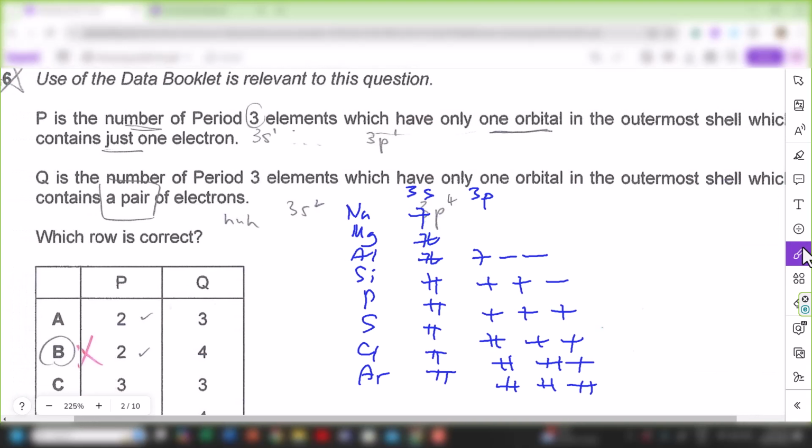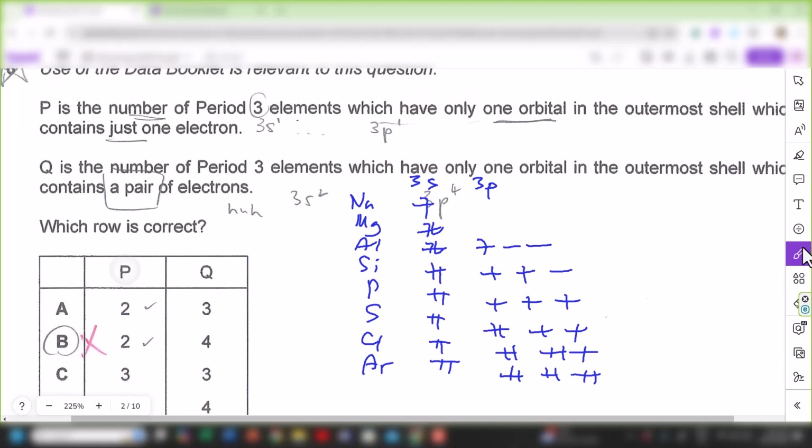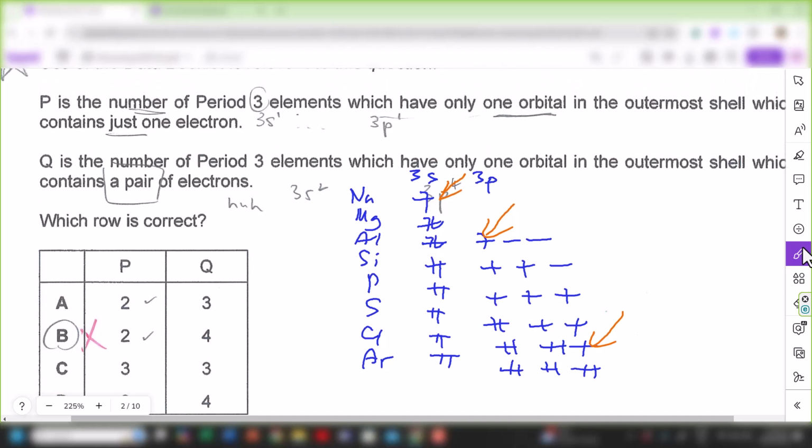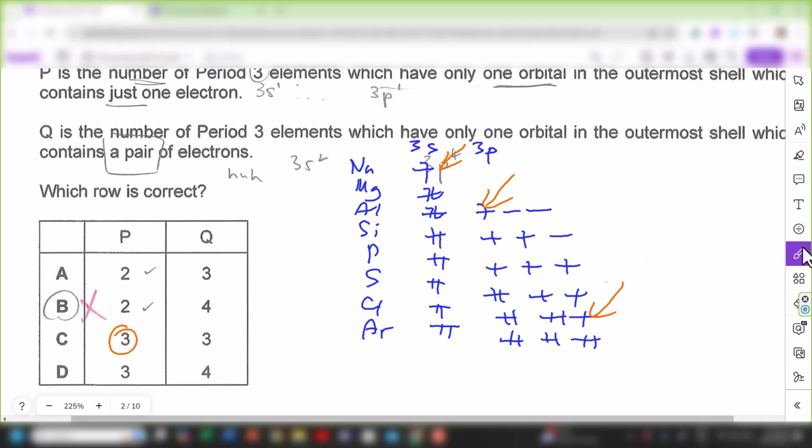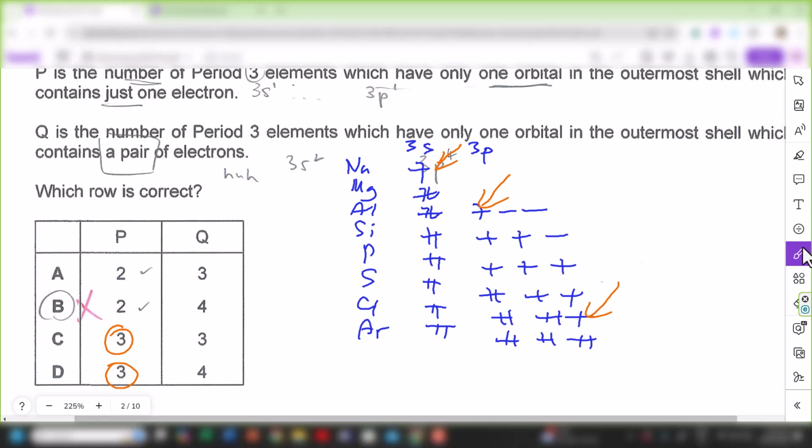Okay, 1 orbital in the outermost shell which contains only 1 electron. So how many are there? This is 1. This is 2. And 3. Am I right to say that? So 1, 2, 3. In this case, I'm going to circle either option C or D. I'm going to use another colored ink, in this case pink. 1 orbital which contains a pair of electrons. So that will be 1. What else? 2, 3, and oh, I missed out one. 4. So 4 in total. Yep, so I'm going to circle this. So the option will be D. The answer will be D.